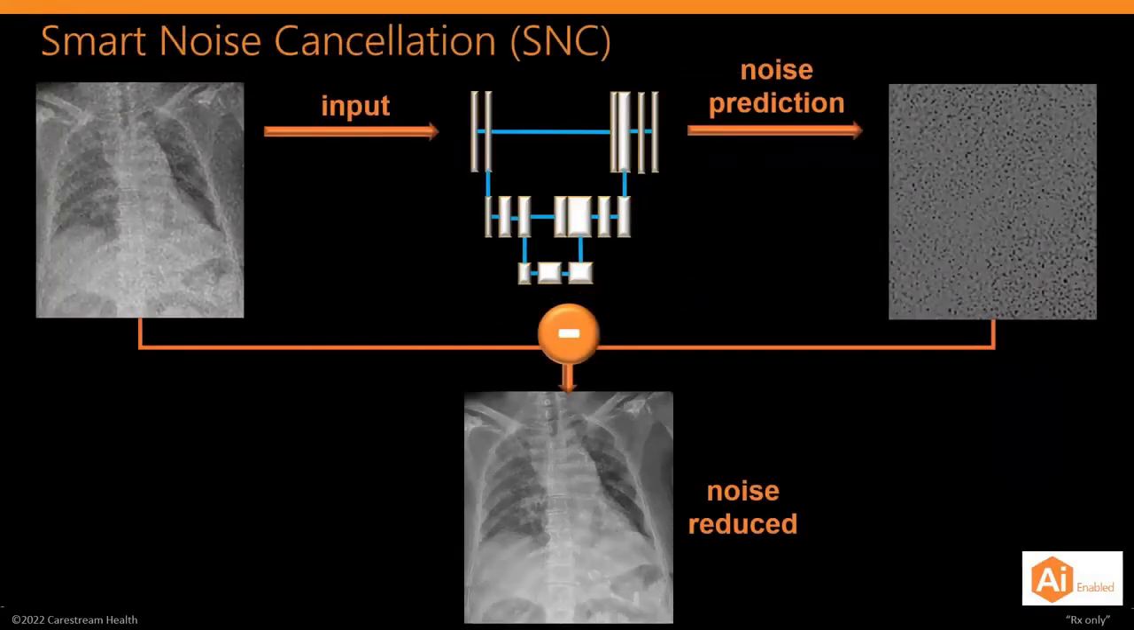Smart noise cancellation, or SNC for short, is a state-of-the-art image processing technology that helps to support the principle of ALARA while removing noise from radiographic images. SNC is a deep learning convolutional neural network that is trained to predict the noise in a radiographic image. The predicted noise is subtracted from the image to generate a noise-reduced image.